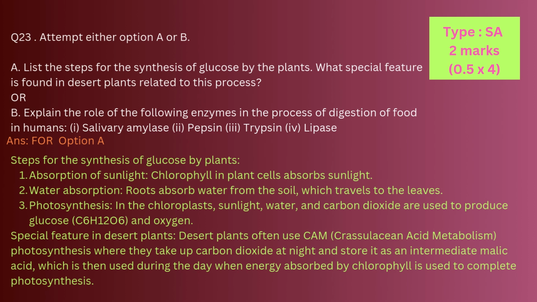For the second part of the question, the special feature in desert plants, this refers to the special type of photosynthesis known as CAM, that is crassulacean acid metabolism. And here you should recognize that desert plants adapt to conserve water by taking in carbon dioxide at night when it is cooler and storing it as malic acid, which is then used during the day for photosynthesis. So this adaptation helps desert plants to reduce water loss during the hotter daytimes.